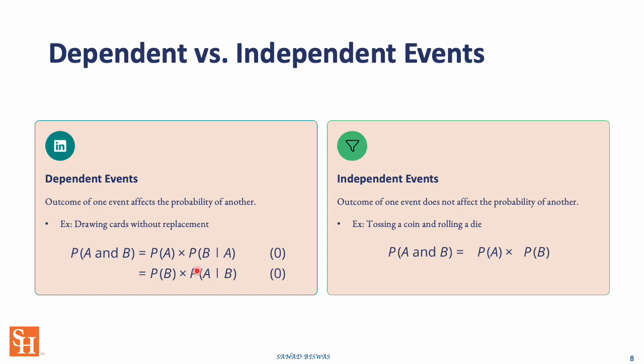Therefore, these reduce to the probability of A times the probability of B. Because if these two events are independent, the conditional probability is the same as the plain probability. So if two events A and B are independent, then the probability of A and B is the same as the probability of A times the probability of B.